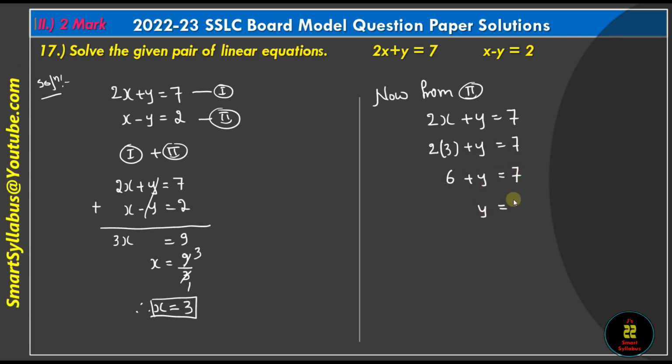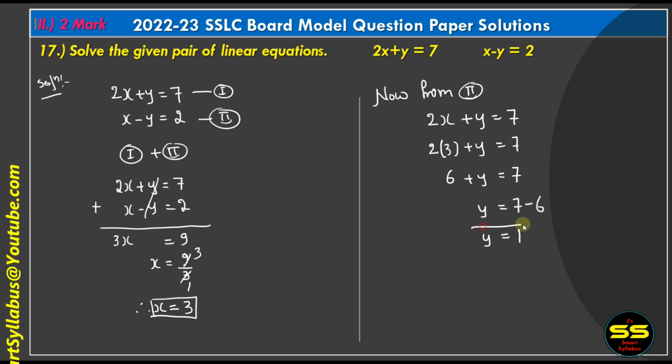Now y is equal to 7 as it is, and 6 on the other side, so it gets minus sign. So we get y is equal to 7 minus 6, going to be 1. So we have found the value of y. With the finding of the value of y, the sum gets over. So it's a very easy sum. So you need to practice this method thoroughly.